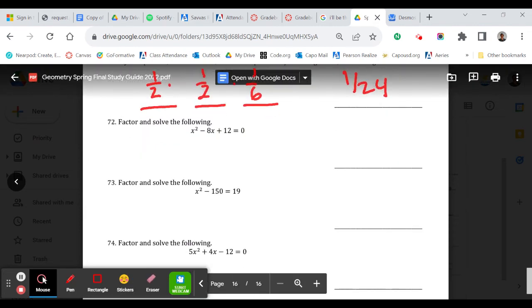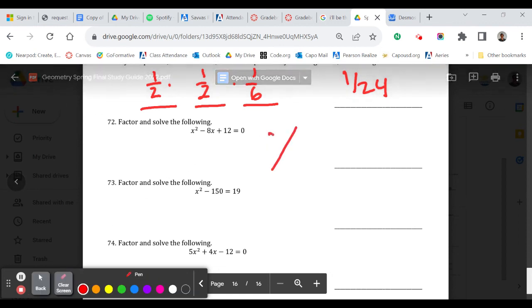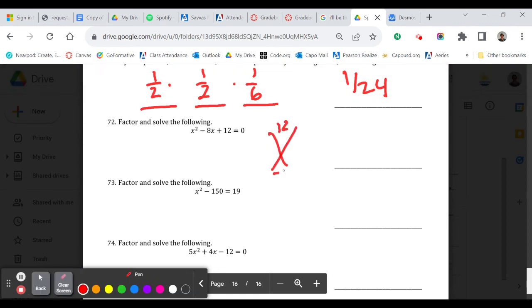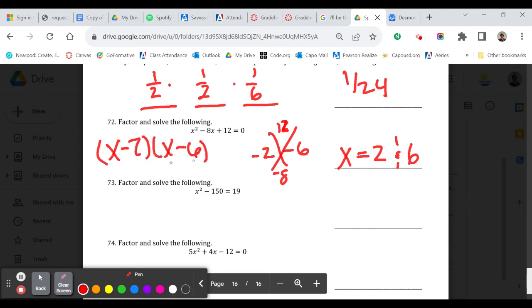Factoring time. What 2 numbers multiply to 12, but add to -8? I'm thinking -2 and -6, which means my answer is actually +2 and +6, because we would factor this as x minus 2 and x minus 6 and set those equal to 0.